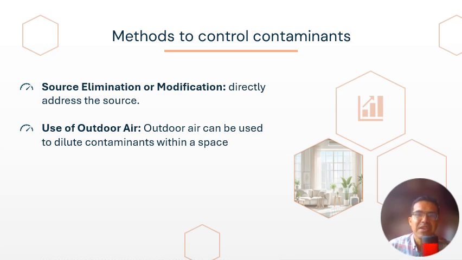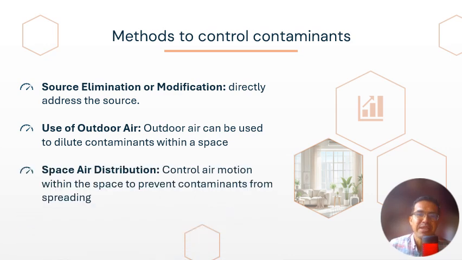Ventilating a space with fresh air is crucial, but it must be balanced with the need for energy efficiency. Too much outdoor air can increase energy costs, so it's important to regulate the amount of outdoor air based on the contaminants level. Another method is space air distribution, which aims to control airflow to ensure that contaminants don't spread throughout the space. By using displacement ventilation or localized ventilation, we can capture contaminants before they reach the occupied zone.